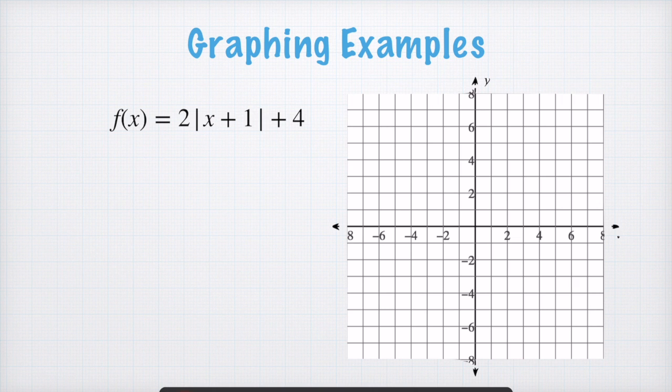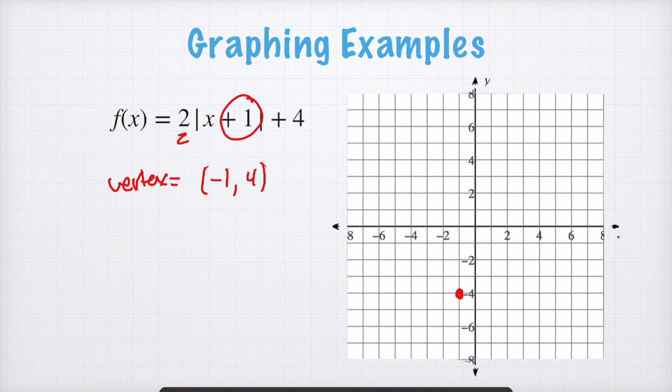Here we have the function f of x is equal to 2 times the quantity x plus 1 in absolute value plus 4. Well, our vertex is going to be our h comma k. Remember, because this is a positive in our basic formula, it's going to flip our sign, so our vertex is actually -1, 4. So we'll go over 1 and down 4.